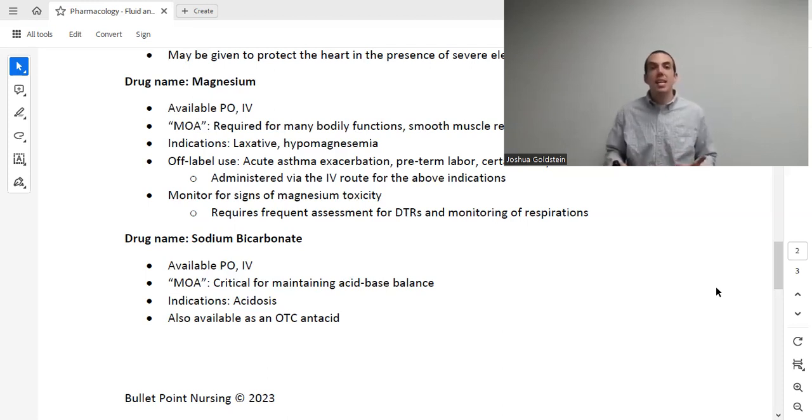I am definitely not getting into the whole acid-base balance in this lecture, but remember, acidosis means a low pH or a high concentration of hydrogen ions. Low pH or a high concentration of hydrogen ions. And finally, sodium bicarbonate is also used as an antacid.